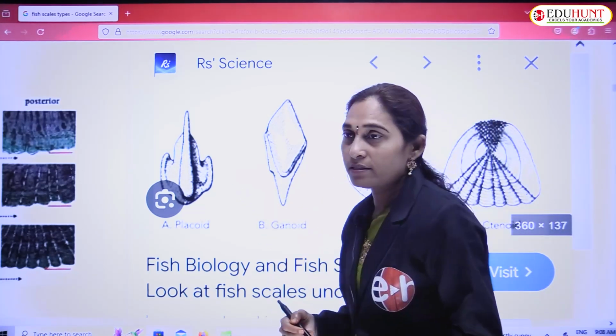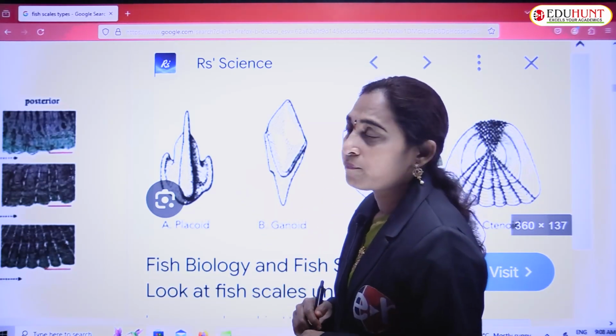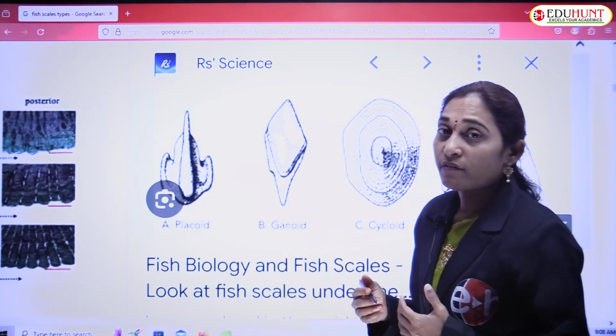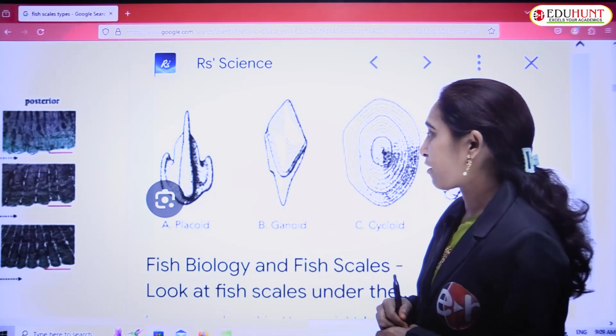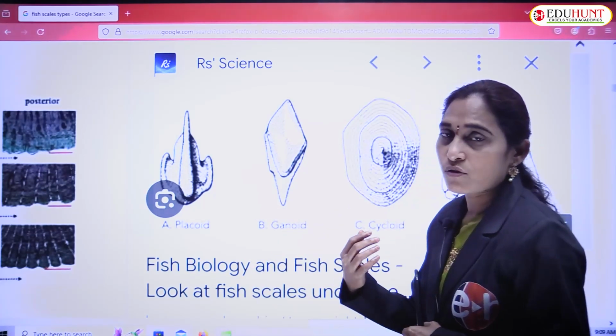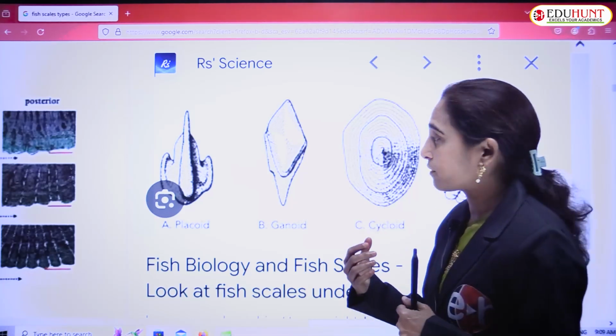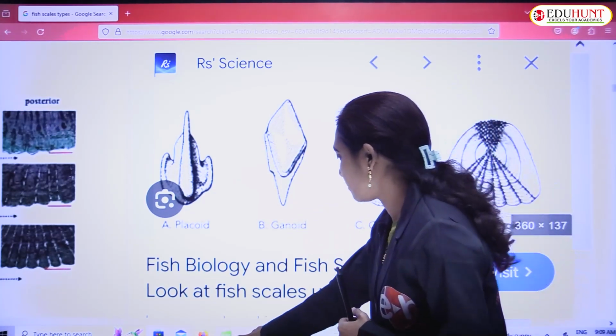Placoid scales are exclusively present in Placodermi, which are extinct, and Chondrichthyes also have this kind of placoid scales on the skin. The remaining fish, that is Osteichthyes, have ganoid, cycloid and ctenoid scales.